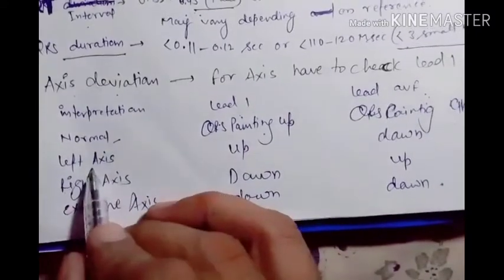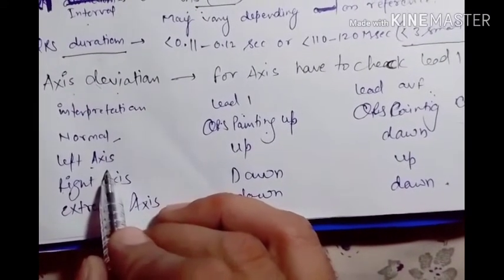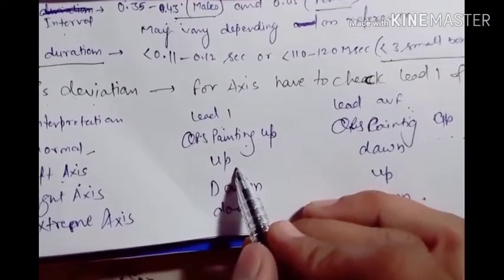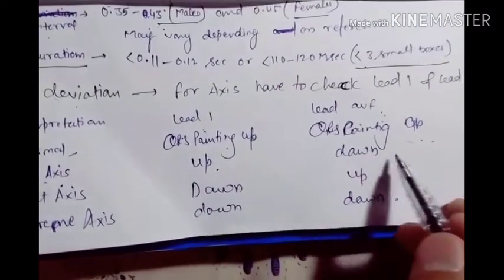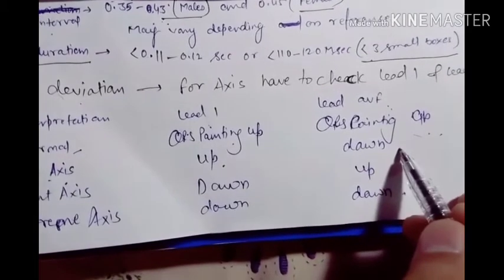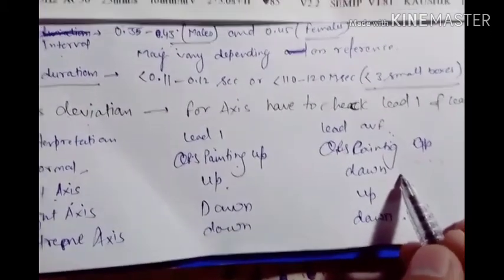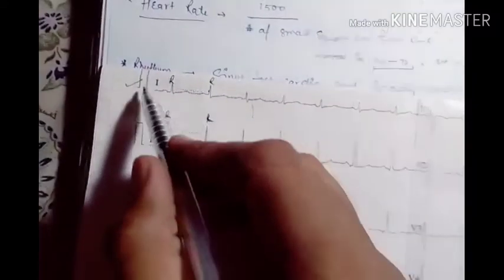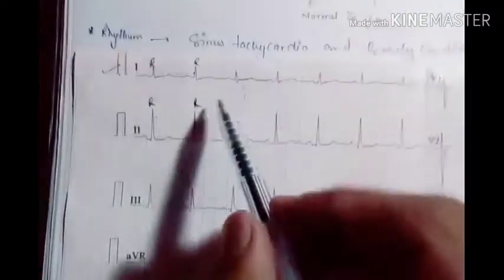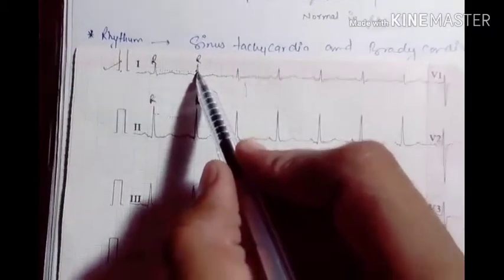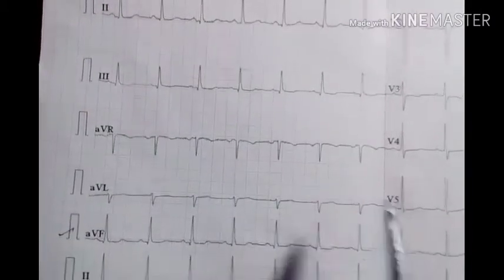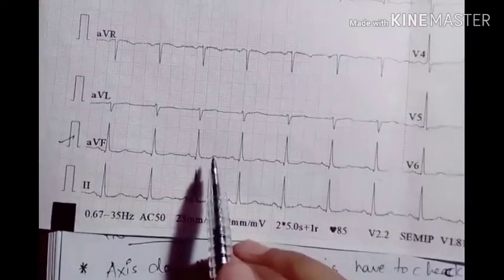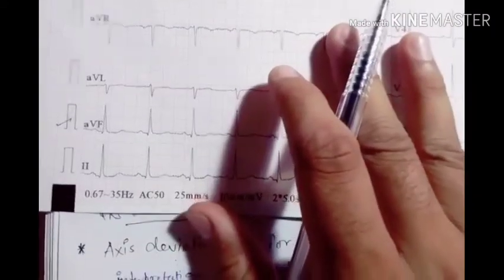If left axis deviation, what will happen? In lead 1 the QRS pointing will be up, and in lead AVF the QRS pointing will be down. So we will see the ECG now. First we see lead 1. In lead 1 the QRS is up, and we have to see AVF, also up. So this is the normal axis. There is no deformity.